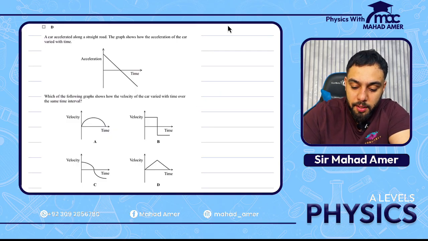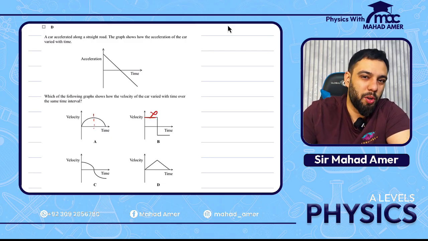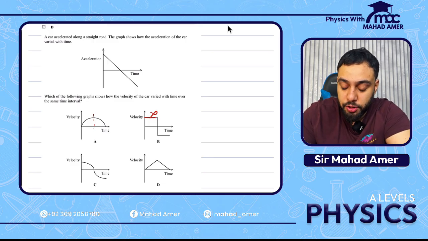So for the first part of the journey, this is uniform velocity. That cannot be the case. Why is that? Because acceleration is changing. It cannot be uniform velocity. Definitely velocity is supposed to change.